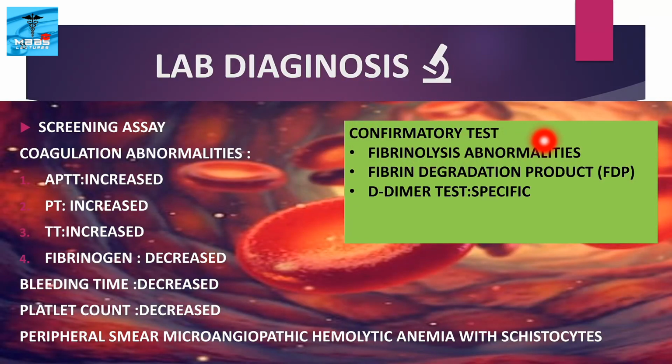Then, confirmatory tests. They include detection of fibrinolysis abnormalities and fibrin degradation products, which is very important. The secondary fibrinolysis results in generation of FDPs, which can be measured by latex agglutination. Then, the D-dimer test is specific for the diagnosis of DIC.